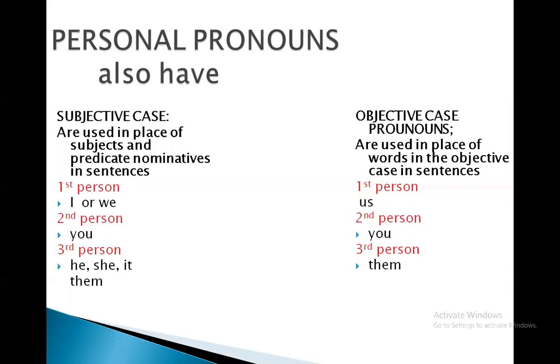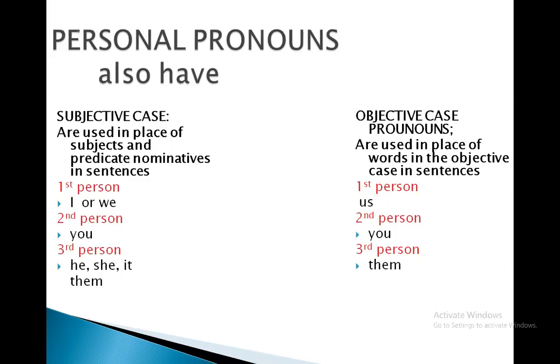For example, I am going to college. We are watching a movie. You are going. Third person, he, she, it, in a similar way we can use. But when it comes to objective case, pronouns are used in place of words in the object case in sentences. For example, the work is done by us.